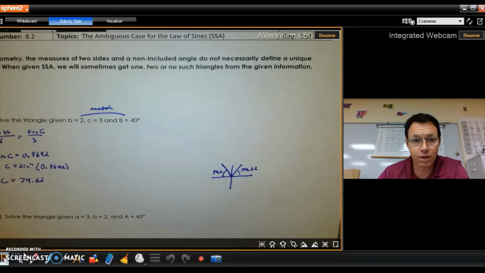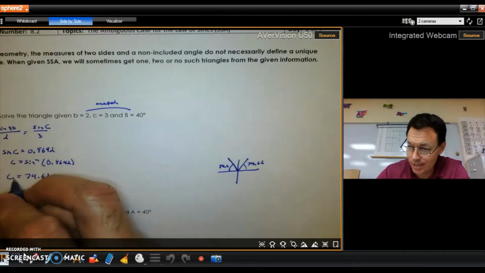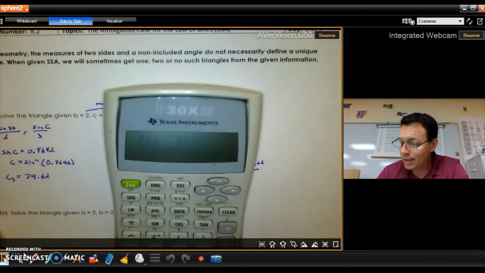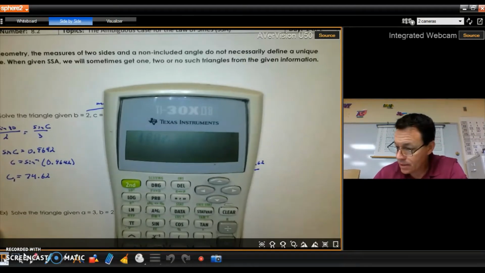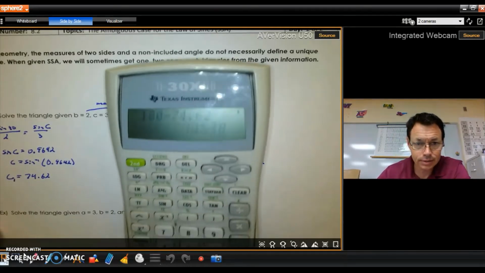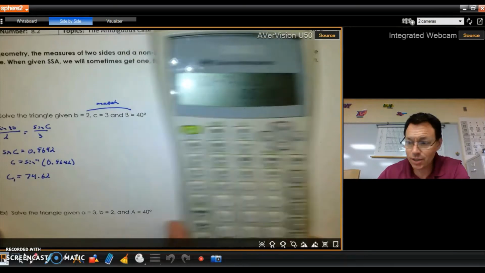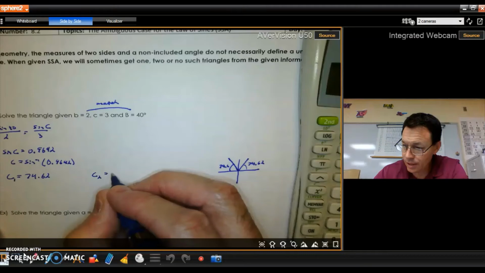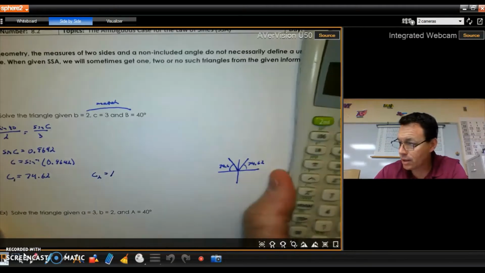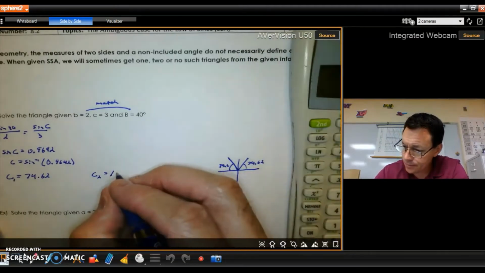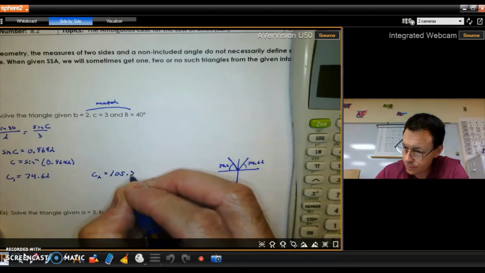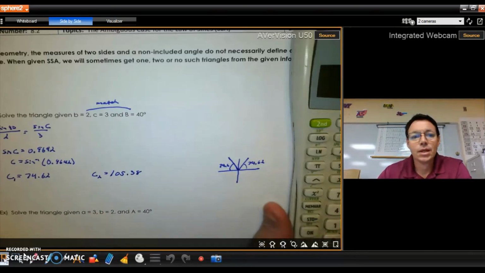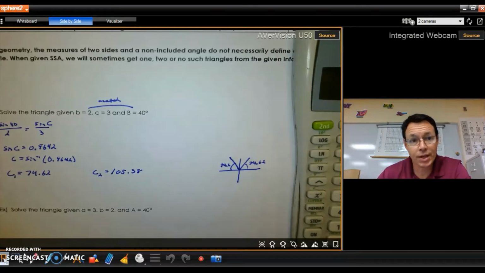So this is one option. 74.62 could be our correct angle, so I'm going to call that C1. But if you take 180 and subtract that 74.62, you will get a 105.38 degree angle that is also an option that could work. There are 2 possible triangles from this.